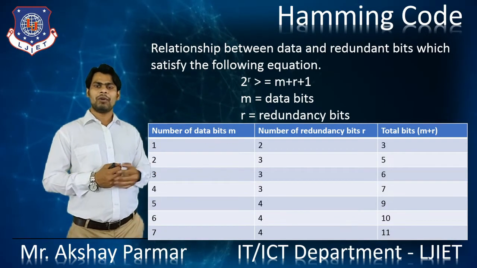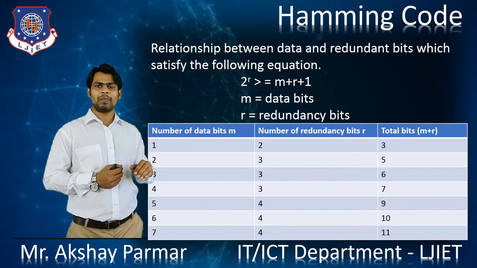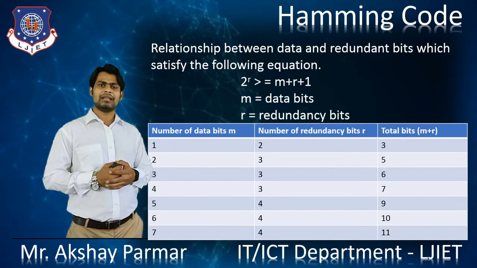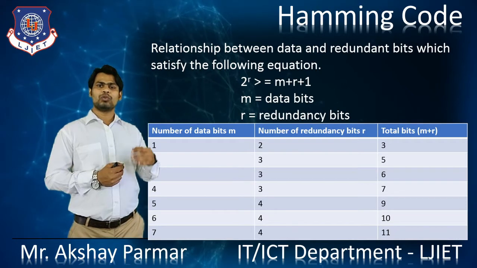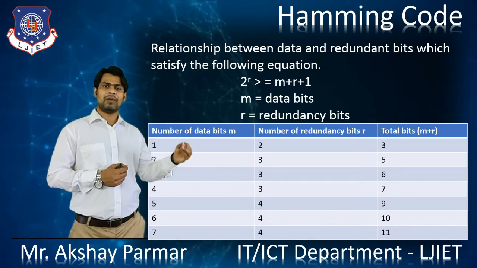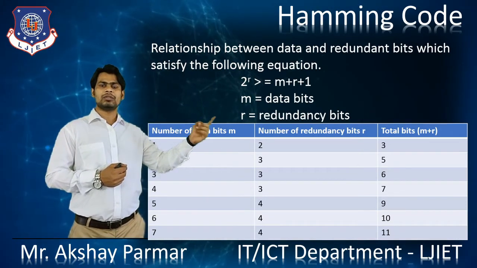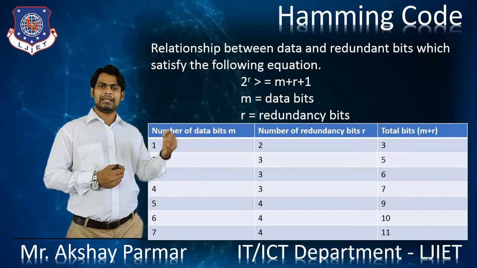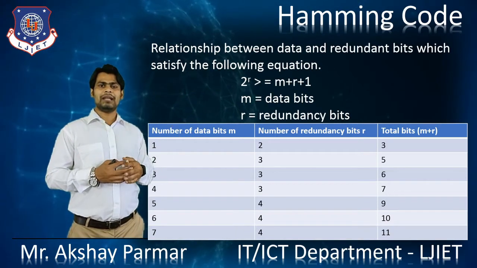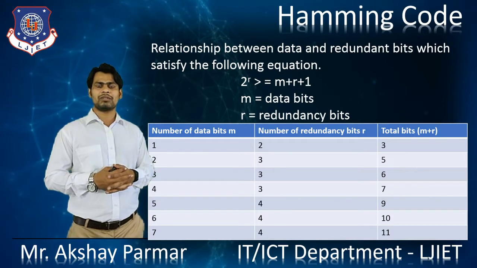After that, the number of data bits is 2, and we can select the redundant bits as 3. So 2 plus 3 is equal to 5, 5 plus 1 is equal to 6. So 2 raised to 3 is equal to 8 there, right? So we can see that it is satisfying this equation.